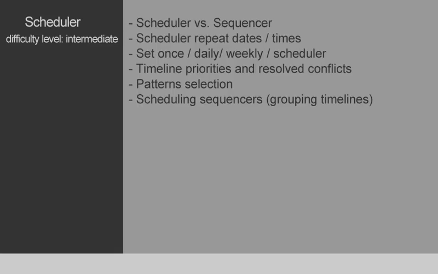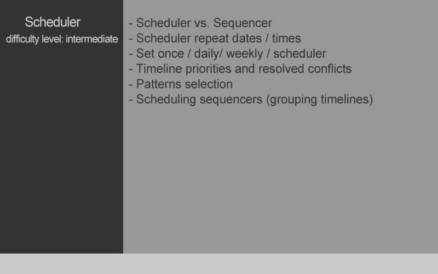A playback pattern can be set to just play once, play every day of the week, or play on selected days. Sometimes you might run into situations where you have a conflict between two timelines that are set to play at the same time on the scheduler, and you can use priorities to resolve these conflicts. I'm also going to show you pattern selections where you can use different patterns within the schedule to easily view when timelines are going to play back. And I'm also going to show you how to schedule sequences, essentially grouping timelines so you can just change a sequencer that's on the scheduler and that would affect all the timelines that are part of that sequence.